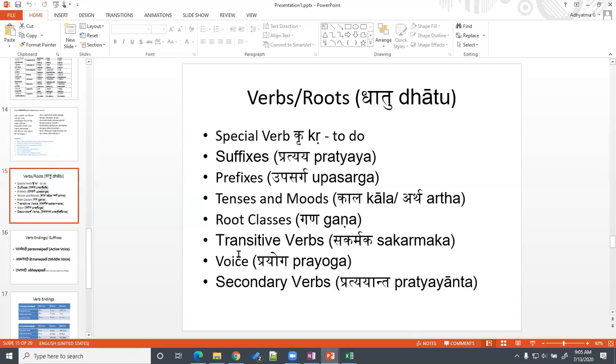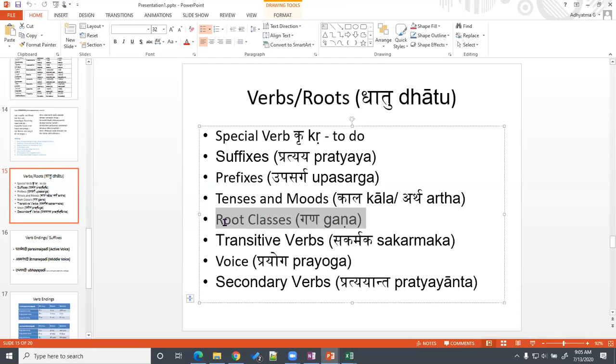We'll go into a little bit more detail today, some of these aspects, particularly related to root classes. Last time when we did verbs in Sanskrit 1 course, we discussed about root classes, but we did not go into much detail. So today is the opportunity. We will go into a little bit more detail on the root classes.